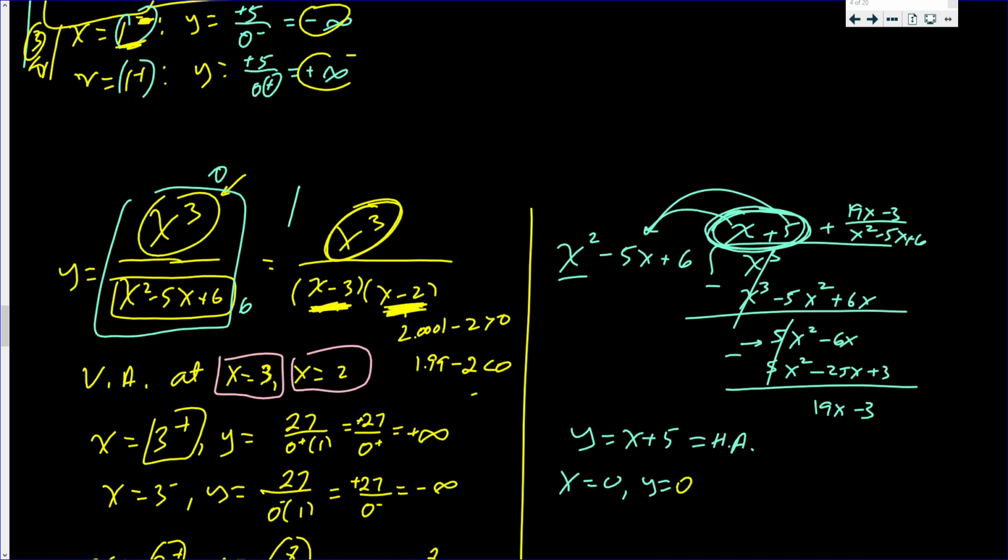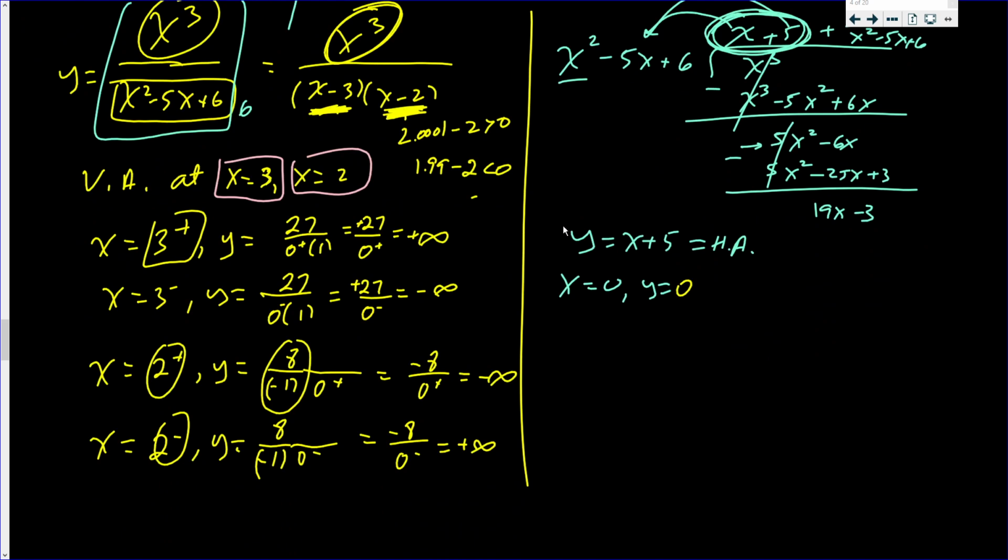Okay. So let us graph what we have. We have a vertical asymptote at 2 and at 3.